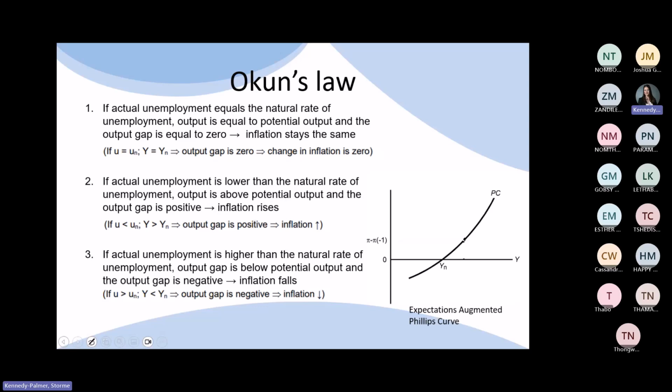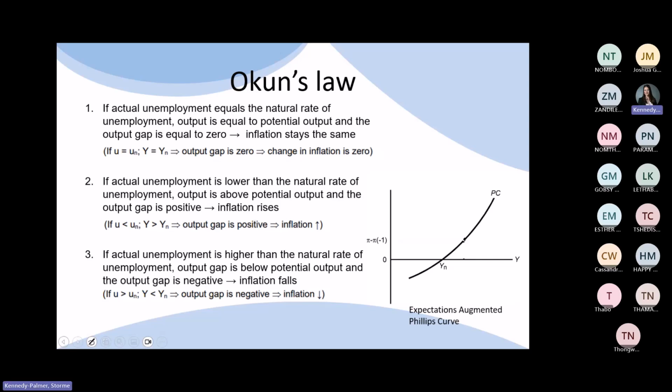So the natural level of output is also called potential output. The difference between actual output and the potential output is called the output gap. It may be positive, negative, or equal to zero.